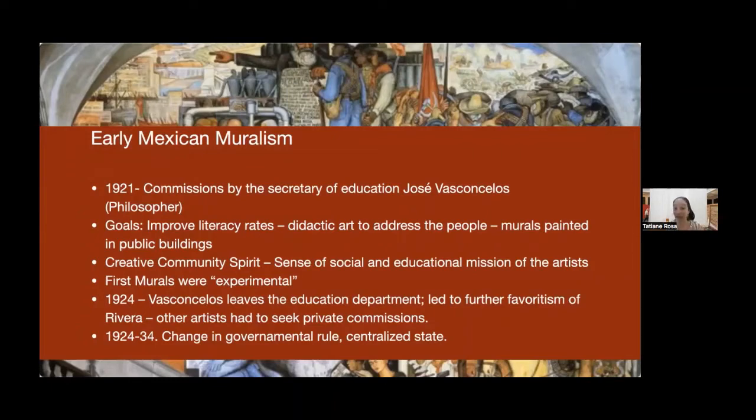And then after that, around 1934, the optimism of the revolution starts to slow down, and the government becomes more centralized. And it's when scholars of muralism and Mexican art say that muralism loses the quality of experimentation, and things become more standardized, without a lot of that early-moment optimism.